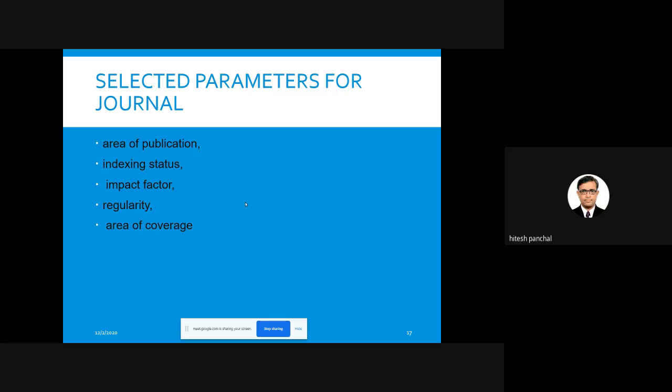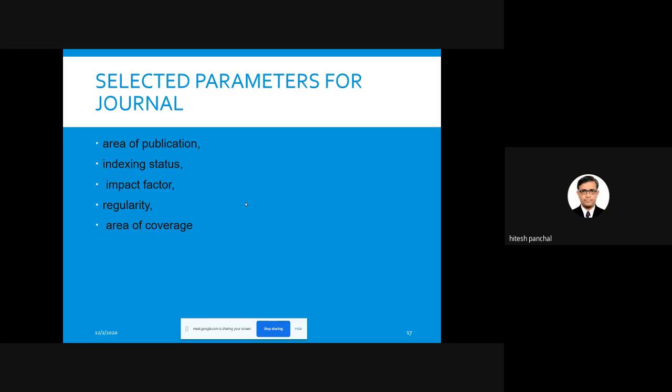Why is it important? Because at present Gujarat Technological University has a notification that a research scholar must publish two Scopus-indexed or SCI-indexed papers, or papers which are available in the UGC CARE list. But you all know that in the UGC CARE list, some journals are there and some are not.